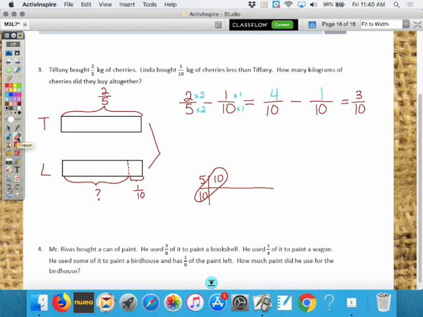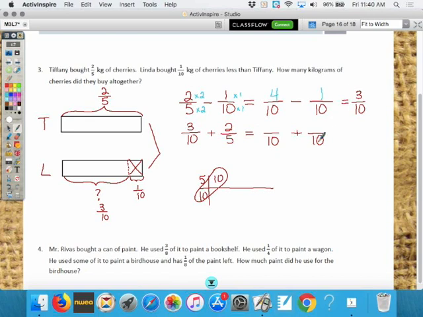It says how many cherries did they buy altogether? Oh, you gotta add it. So this right here is 3/10, isn't it? Okay. So we know that, and I could have even crossed that off because hers is less, isn't it? So we're going to add 3/10 plus 2/5. And we're going to do it the same way. We already know that the common denominator will be 10, because we just figured that out.